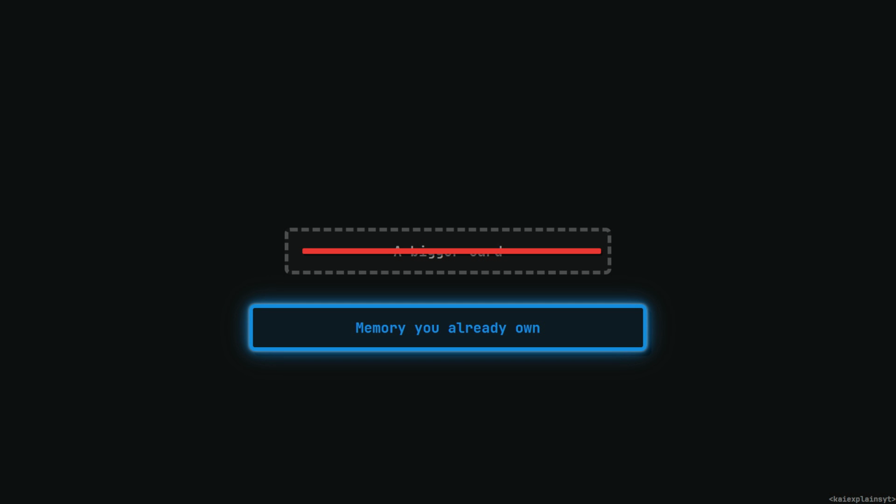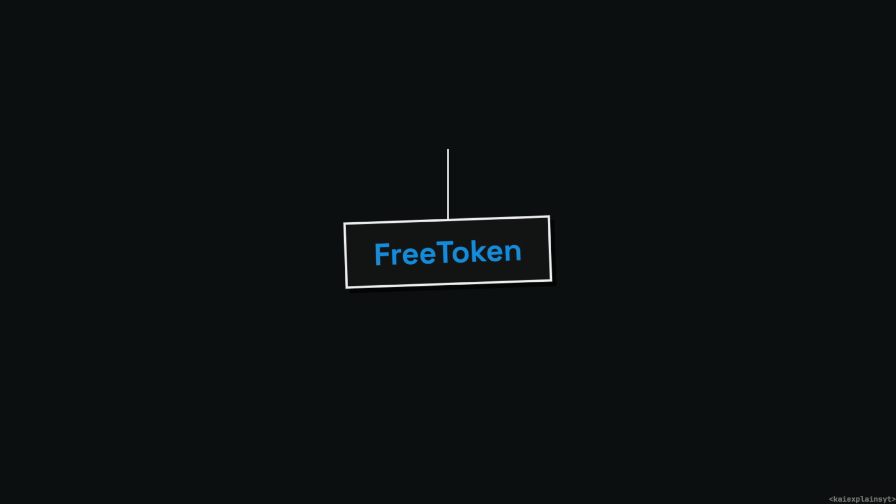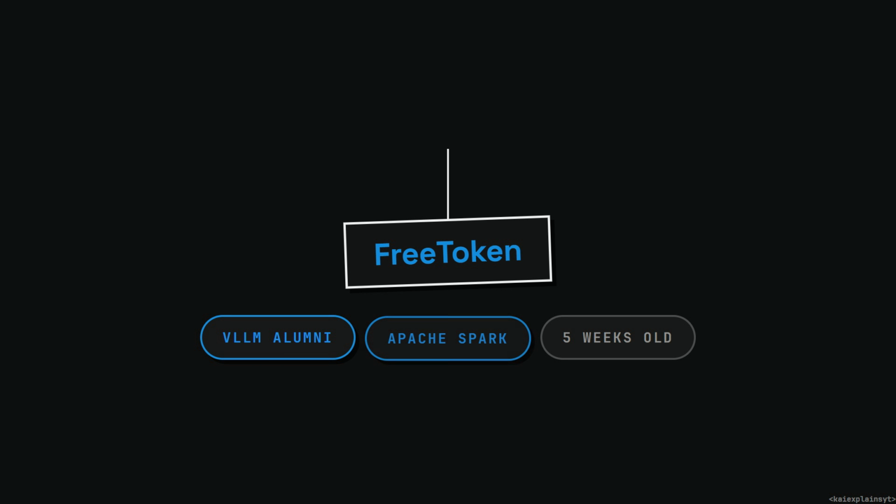It comes from an inference engine called FreeToken, published 5 weeks ago by a team that includes people who worked on vLLM and Apache Spark. I want to walk through how it works, because the mechanism is simpler than you'd expect, and then get to the number in the paper that almost nobody quoted, which is the one that decides whether this runs on your computer at all. Start with the constraint.